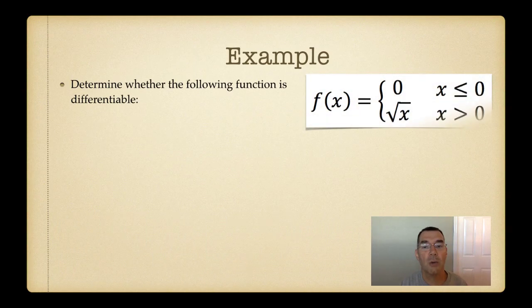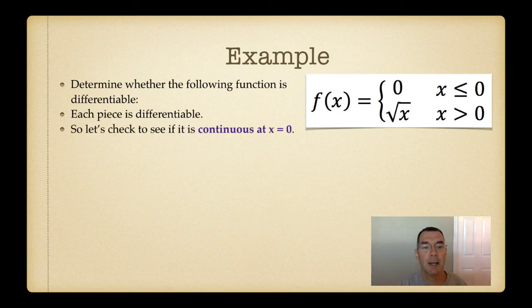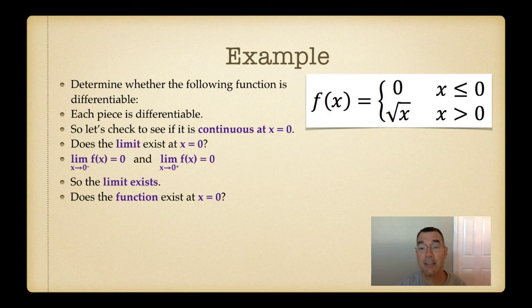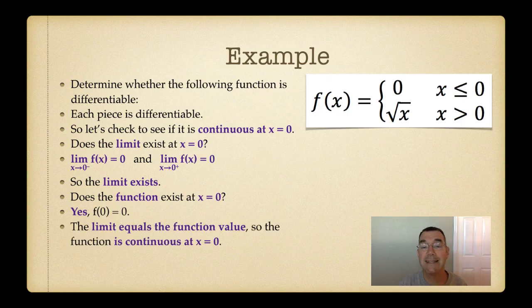The first type of question I can ask you is to determine whether a function is differentiable or not. If I look at each piece, 0 is differentiable and root x is differentiable. So let's see if it's continuous at x equals 0. Does the limit exist? When I look at the left-hand limit and the right-hand limit, they're both equal to 0. So the limit exists. The function exists at x equals 0 and is equal to 0. So the limit exists, the function exists, they're both equal to 0, so the function is continuous at x equals 0. That's the first part.